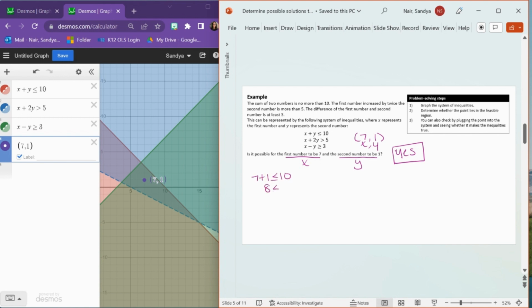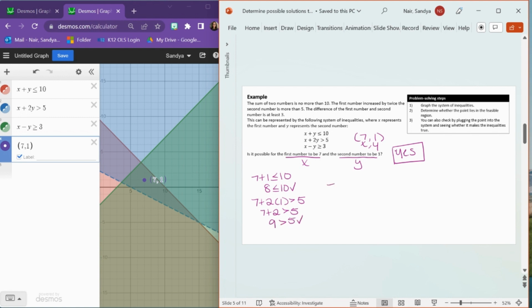So 8 is less than or equal to 10, so that's true. Okay, and then check the second inequality. We have 7 plus 2 times 1 is greater than 5. So we have 7 plus 2 is greater than 5. So that's saying that 9 is greater than 5, which is also true.